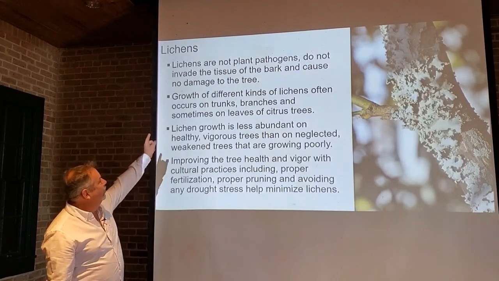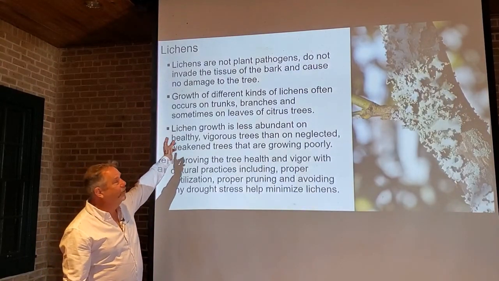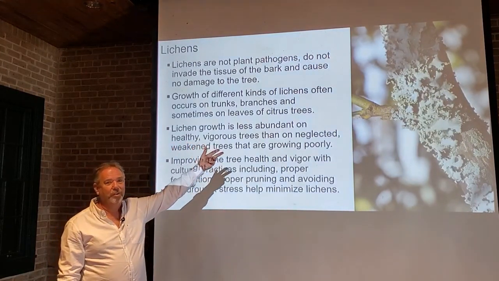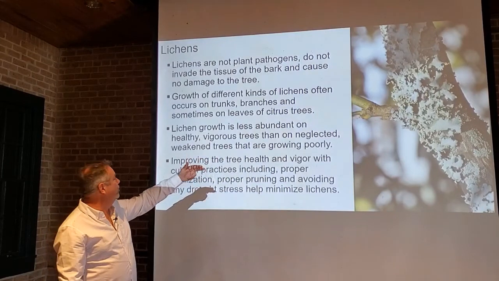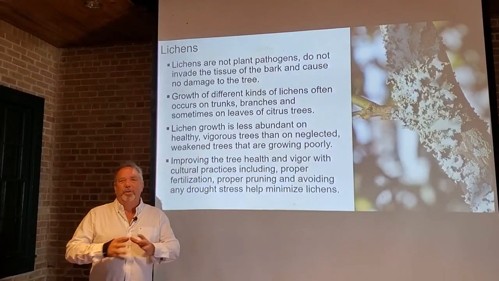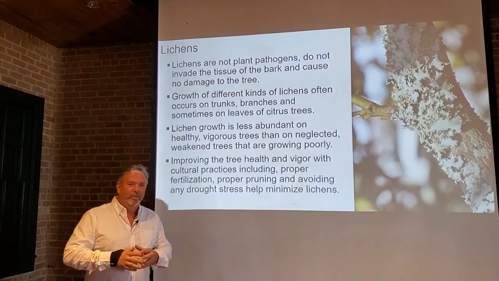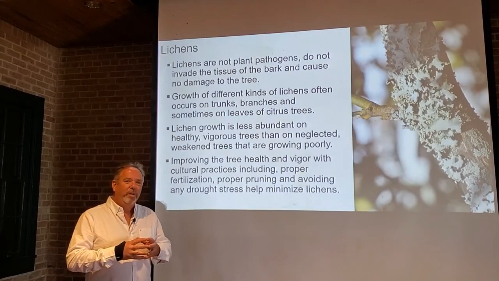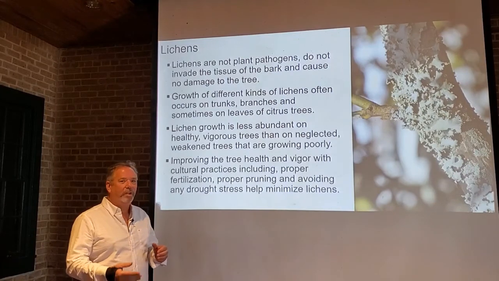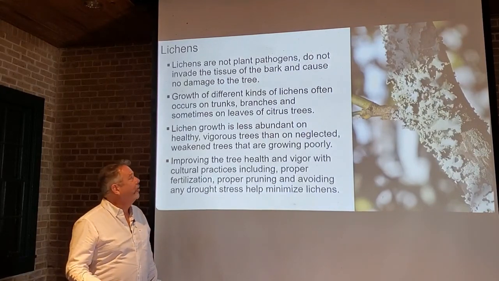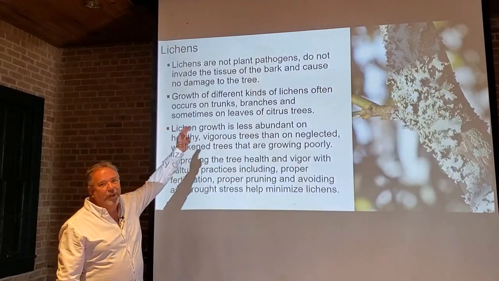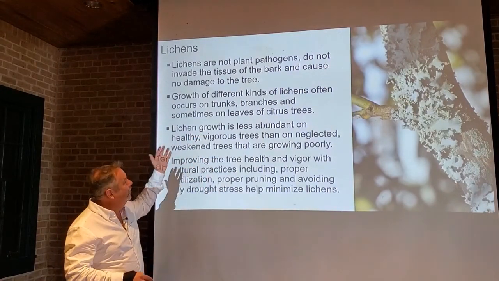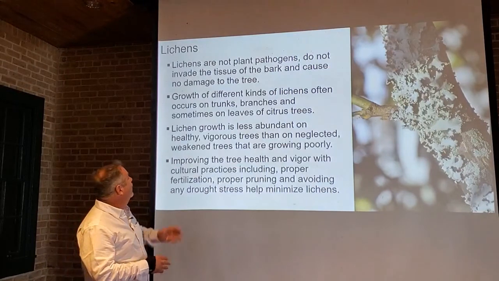However, the growth of different kinds of lichen often occurs on trunks, branches, and sometimes on citrus trees. So we do see this on citrus trees. Lichens are actually a combination of algae and fungi growing together in a symbiotic relationship. But they are not a plant pathogen and do not invade the bark tissue, and they do not cause any damage to the tree.